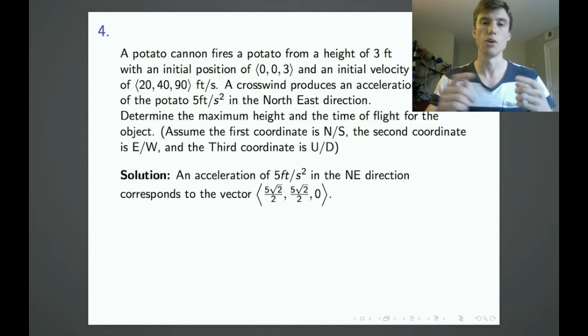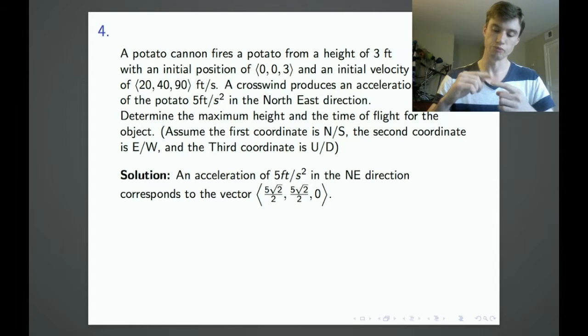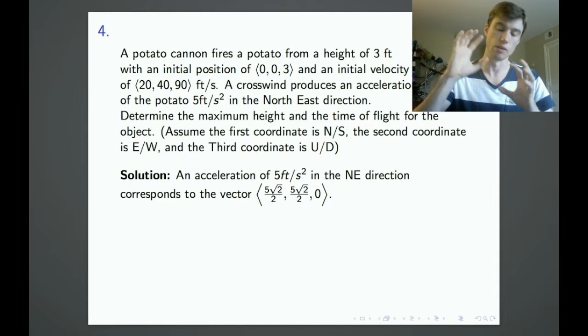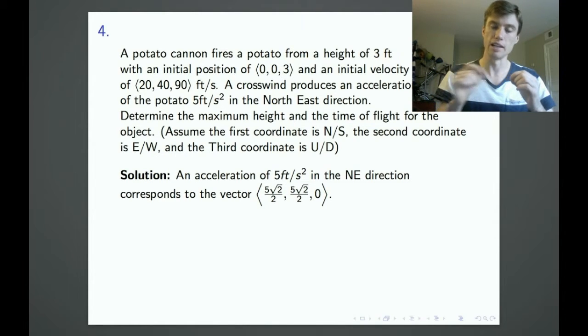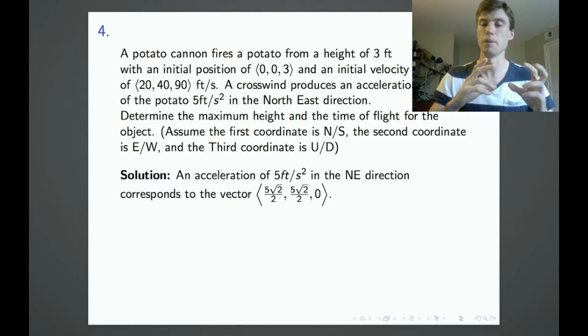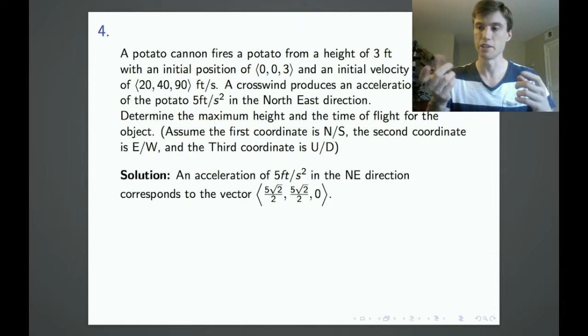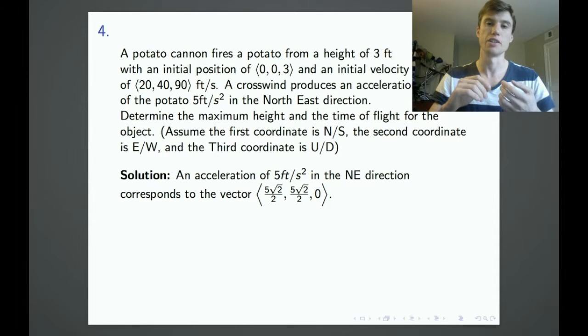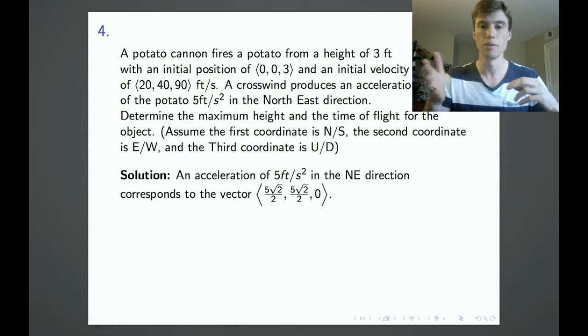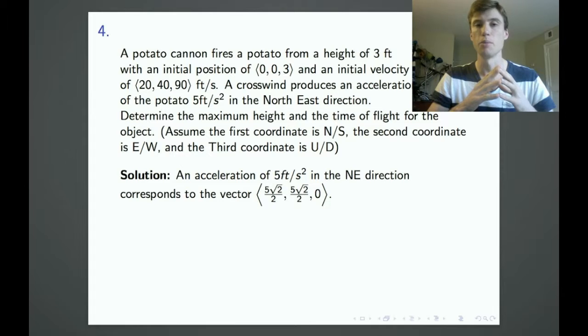We know that it has a magnitude of 5 feet per second squared, and we are told it is in the northeast direction. Now the northeast direction is equal parts north-south coordinate and east-west coordinate, with nothing in the vertical coordinate. And we've assigned east and north to be positive, so this is in the 1, 1, 0 direction. You can find a unit vector in this direction to be square root of 2 over 2, square root of 2 over 2, comma 0. And after multiplying by 5, you come up with an acceleration vector associated to this wind of 5 square root of 2 over 2, 5 square root of 2 over 2, comma 0.